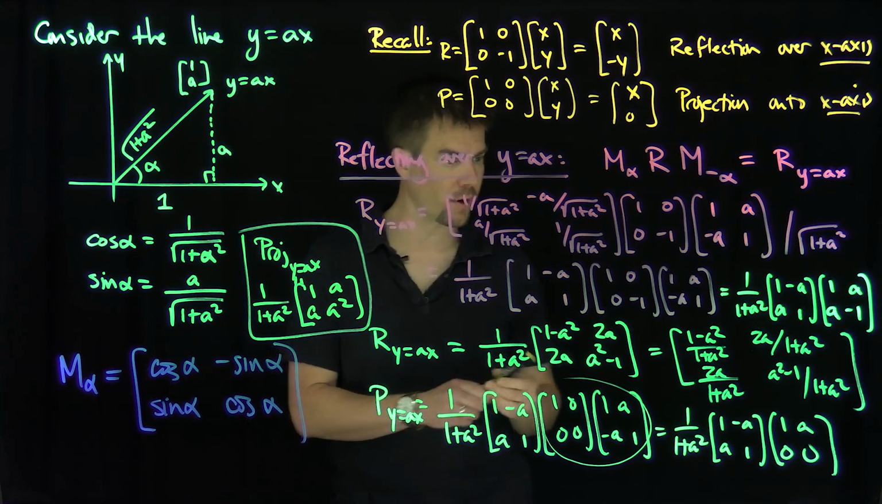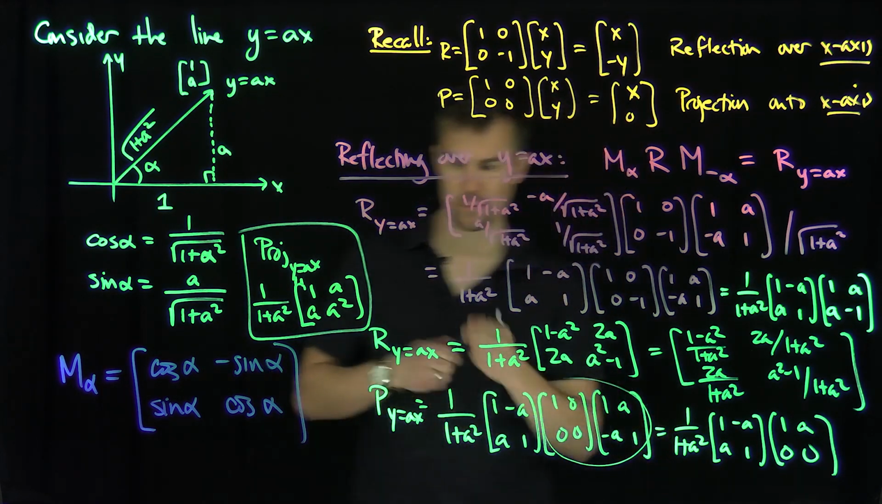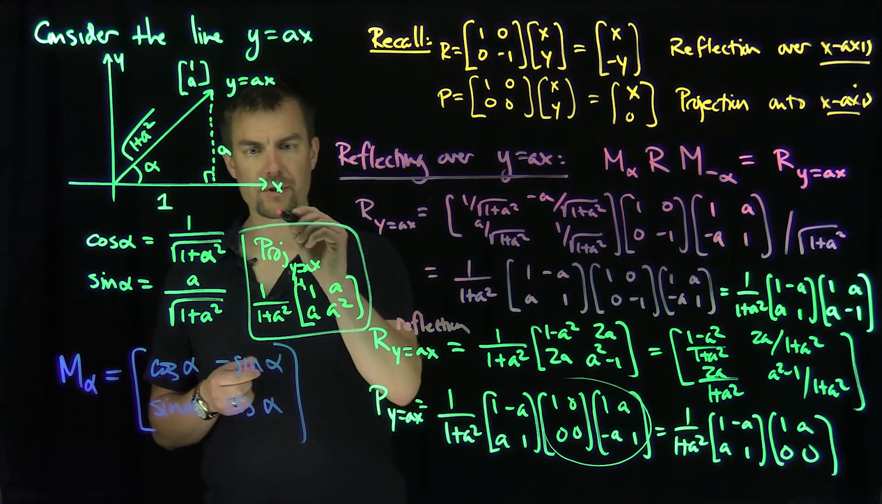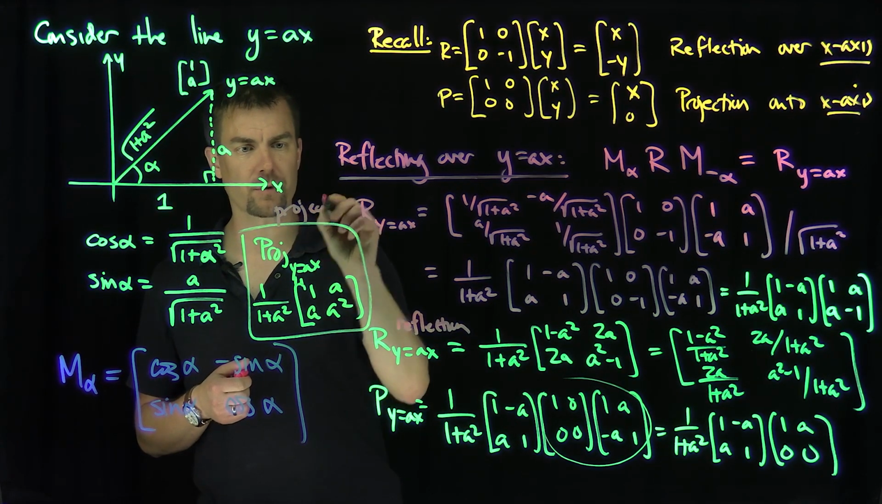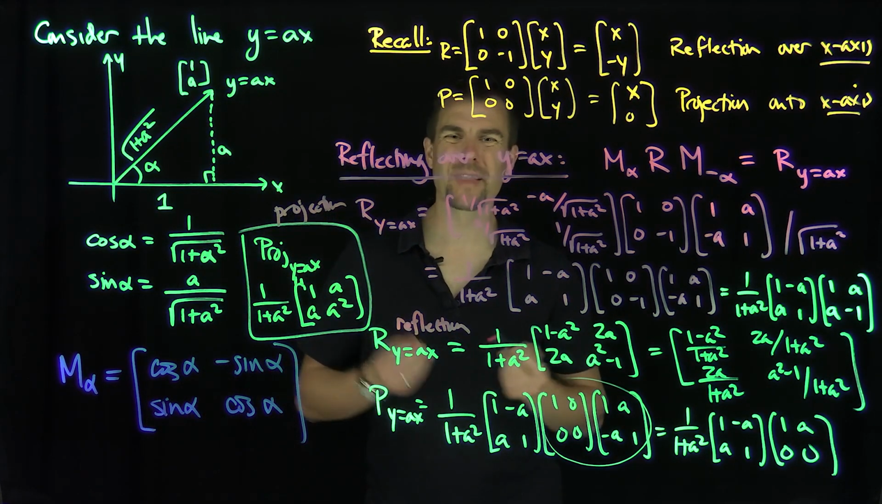So we have formulas for both. Here are our reflection formulas, and these are projections. So here are our formulas for reflections and projections onto the line y equals ax. Thank you very much.